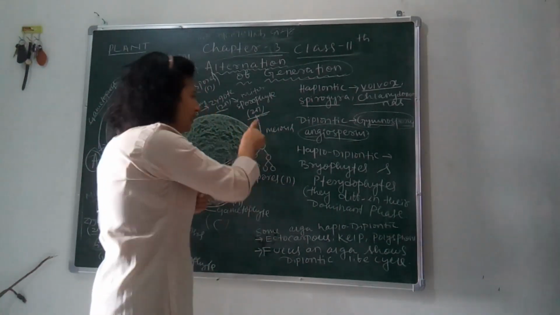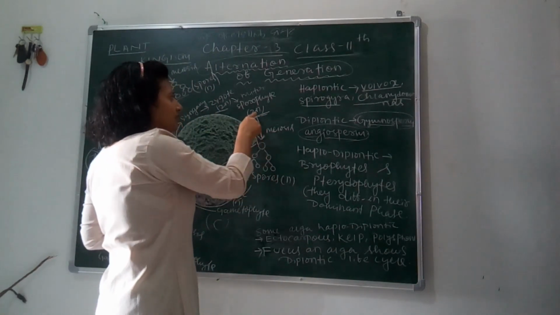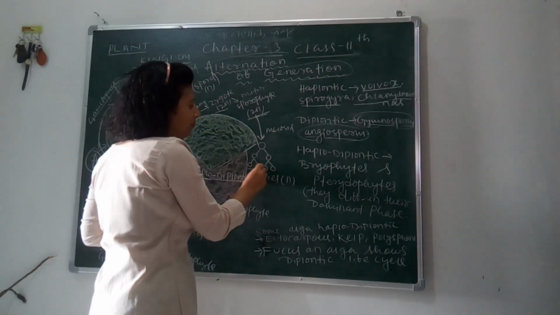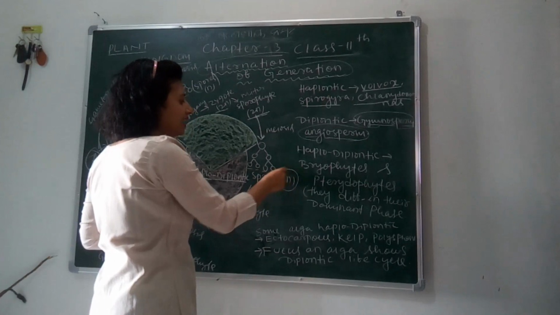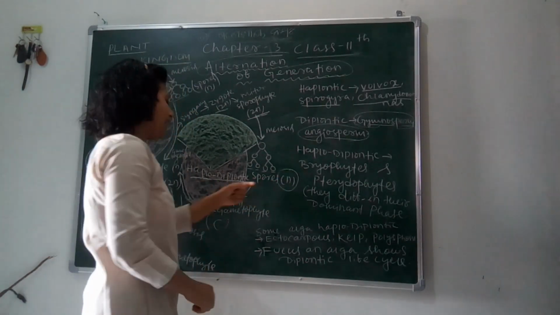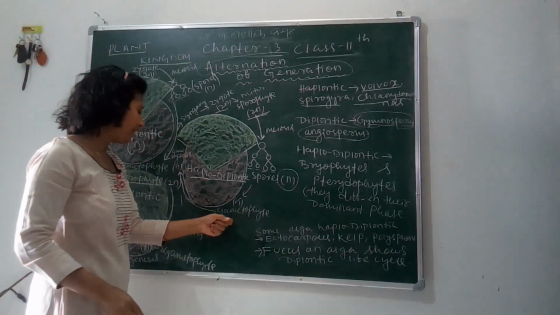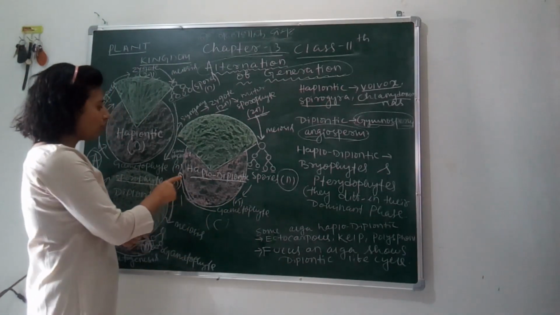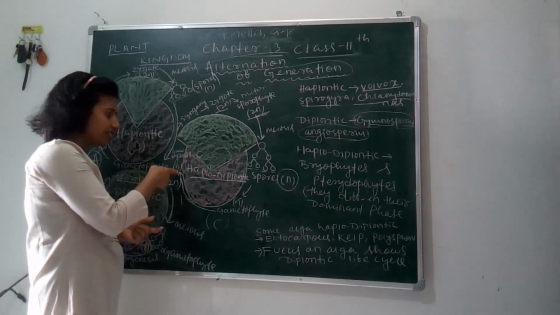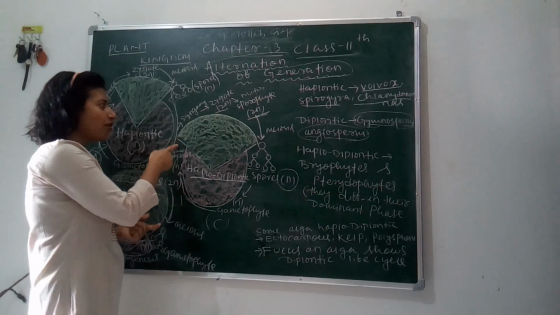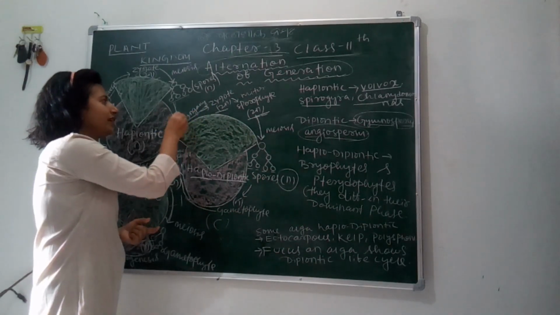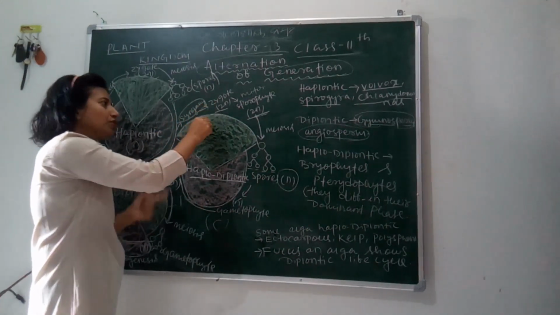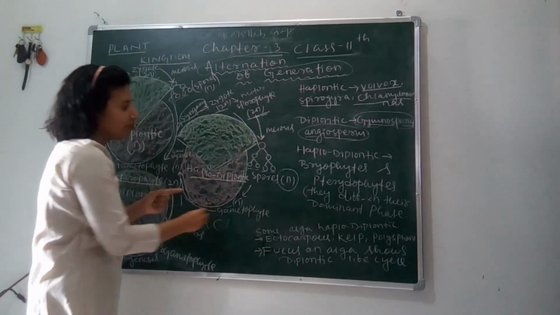So here, through meiosis, the sporophyte forms 4 haploid spores, which we can say are n number of spores, and these spores form the gametophyte. The gametophyte goes through gametogenesis, in which the gametes formed are fused. Syngamy means fertilization, fused to form the zygote. So this is how the cycle is completed.